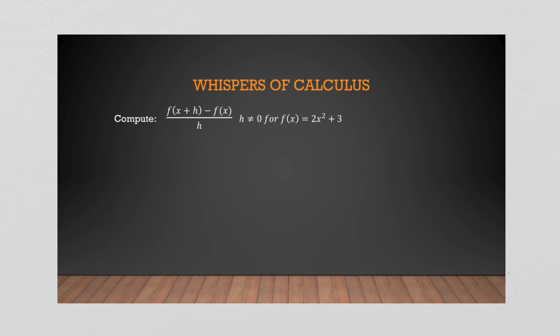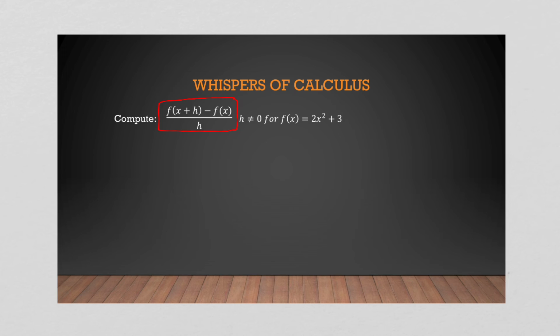Now, this is one of my favorite things. I call this whispers of calculus, because this is how you will eventually learn to calculate a limit or a derivative before you even know what a derivative is. But it all comes down to function notation, substituting, making composite functions. So in this scenario, we want this, okay? Now, what do we have? We have f of x, okay?